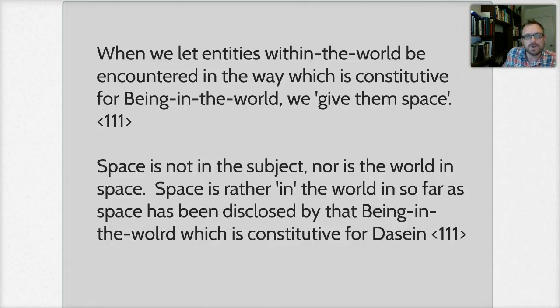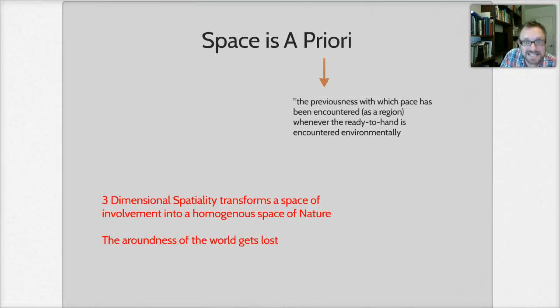He writes, when we let entities within the world be encountered in the way which is constitutive for being-in-the-world, we give them space. Right? So the spatiality in this three-dimensional sense is derivative of the phenomenological spatiality that Heidegger is trying to articulate here. Space is not in the subject, nor is it in the world. Nor is the world in space. Space is rather in the world insofar as space has been disclosed by that being-in-the-world which is constitutive for Dasein. So space exists in the world insofar as Dasein gives space in the world.